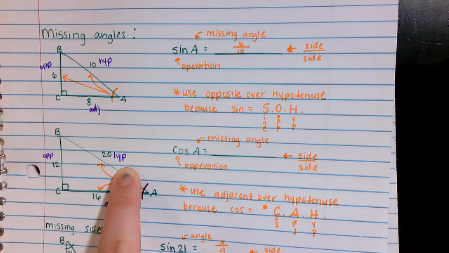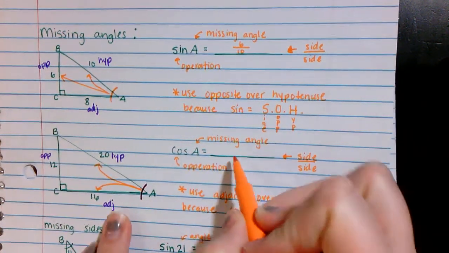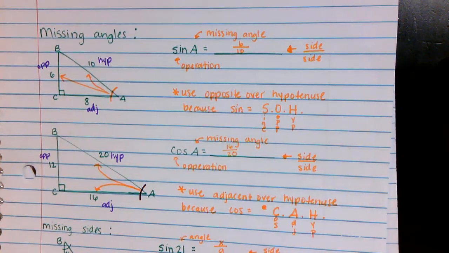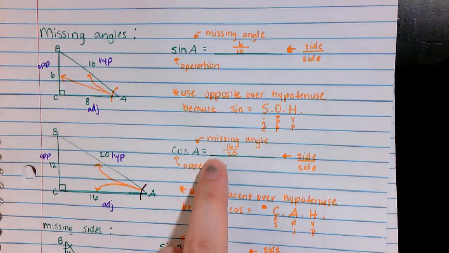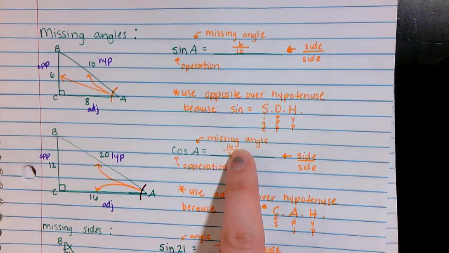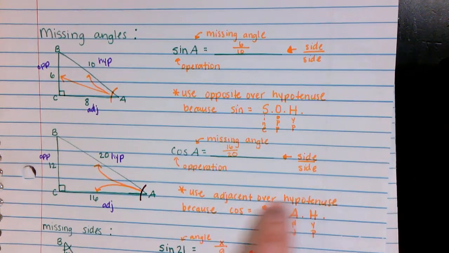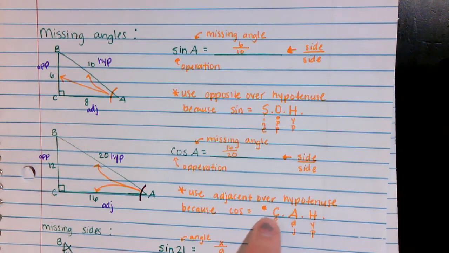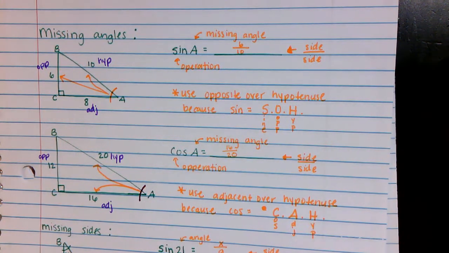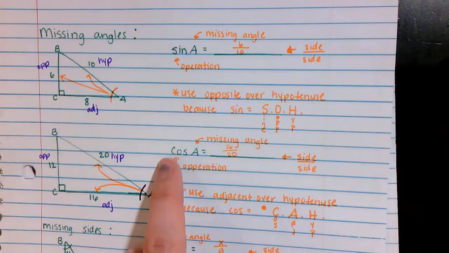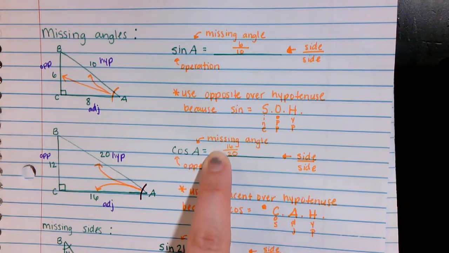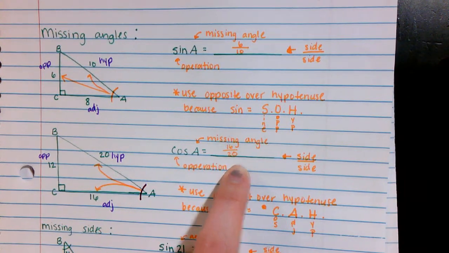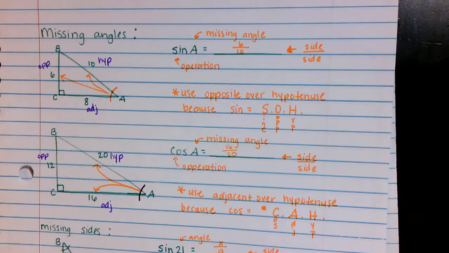So I would do 16 over 20. Sorry, that wasn't in your notes. I didn't fill that in. So it's operation, angle, side over side. I would use adjacent over hypotenuse because cosine is adjacent and hypotenuse. So SOHCAHTOA. Those are the two sides I use. Again, you can enter the inverse cosine of 16 over 20 into Desmos and get your answer, or figure out what that angle would be.